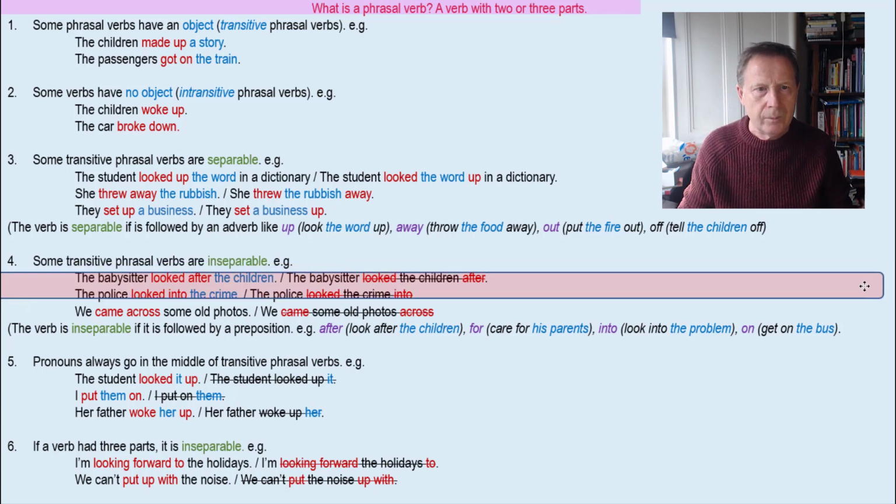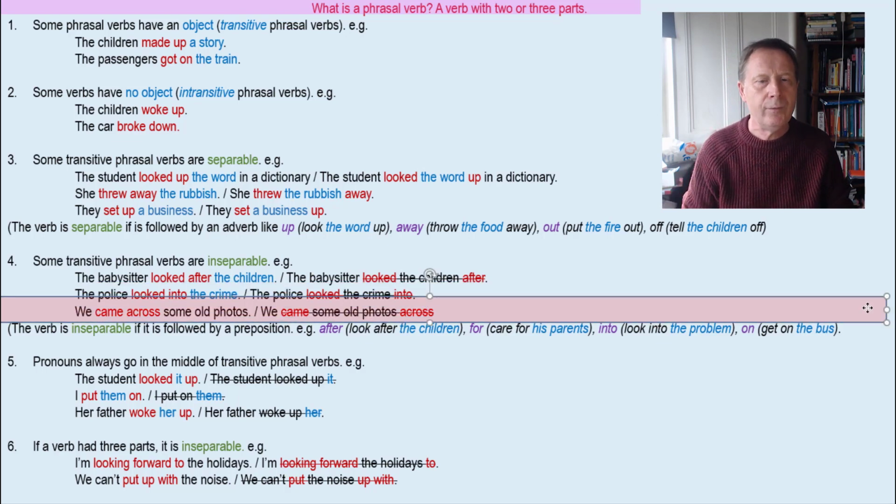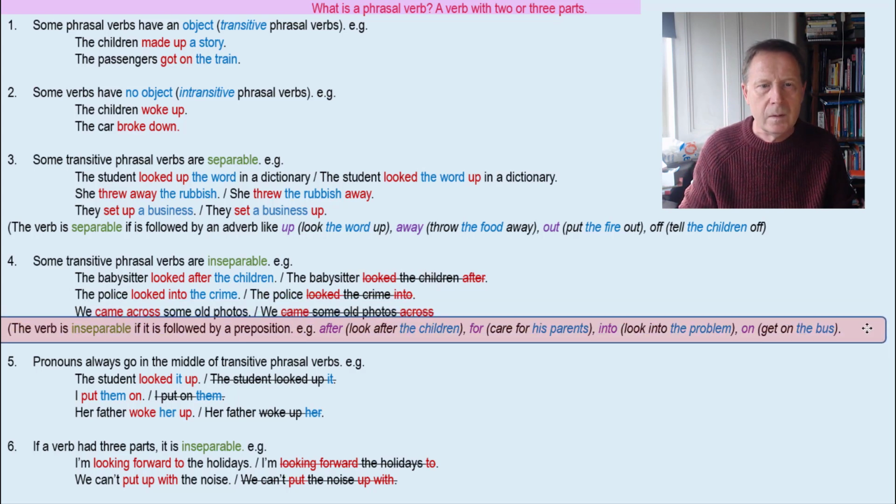Another example. The police looked into the crime. Now you can't say the police looked the crime into, because into is a preposition. Next example. We came across some old photos. Now you can't say we came some old photos across, again, because across is a preposition. So let's look at some more examples of preposition.